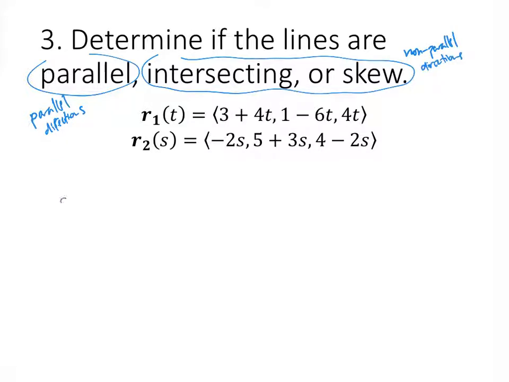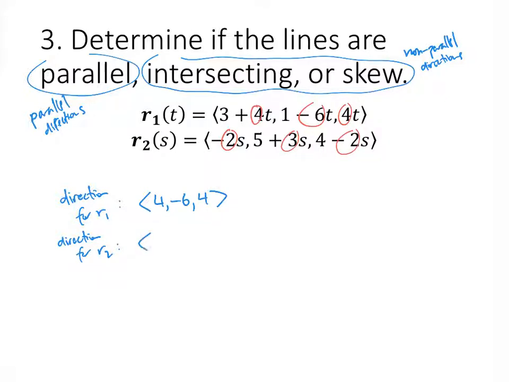So what's the direction vector for R1 and the direction vector for R2? So again, just like we did in the previous problem, we're going to reverse engineer that direction vector simply by peeling it out of the way that the line was constructed. It's just the multiples of t. Same thing here, even though the parameter is called s.